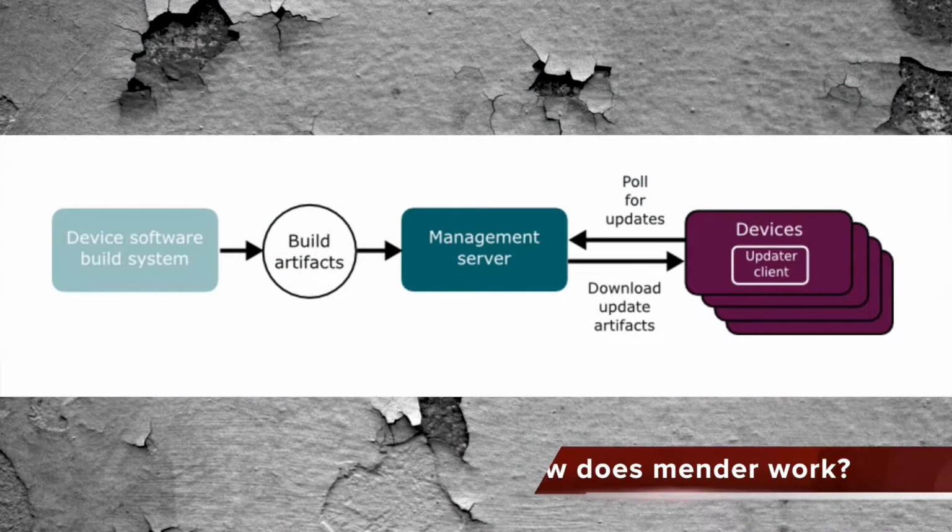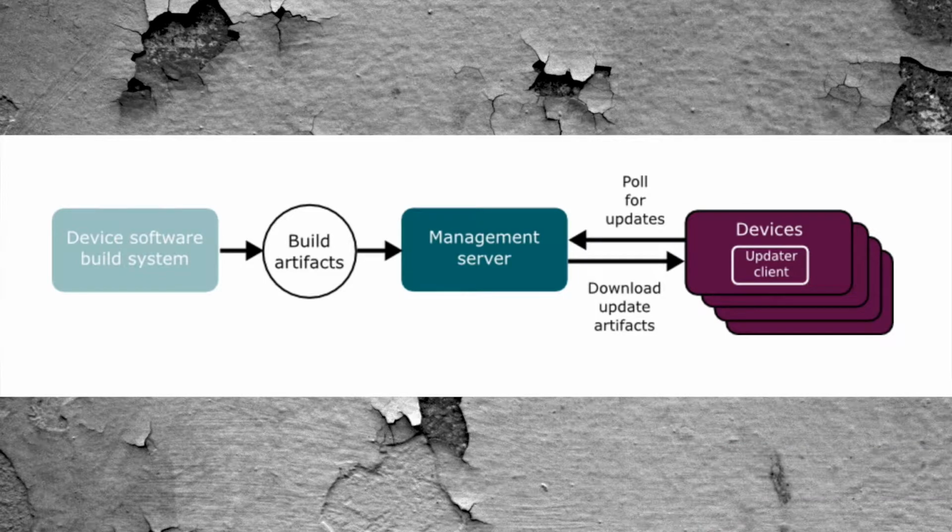How does Mender work? Mender includes two parts. Part 1 is an updater client, which runs on devices. Part 2 is a management server, which runs on a host. Update clients on devices poll for updates, and download and install updates if they are available.